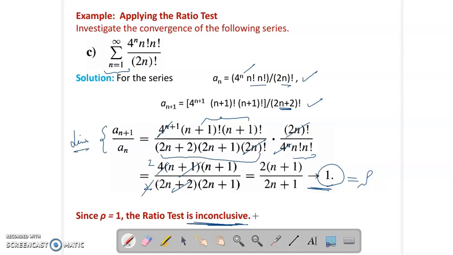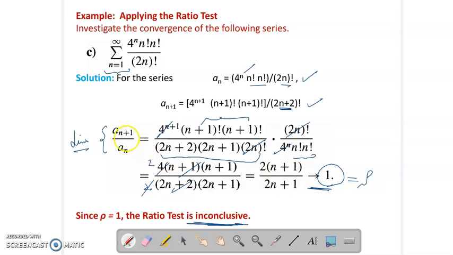We won't be able to conclude anything from the ratio test. So we need to look for some other test, or we have to just look at the terms of the series so that we can conclude something about it, right? But from here, what you can conclude is a(n plus 1) upon a(n) is equal to (2n plus 2) upon (2n plus 1).